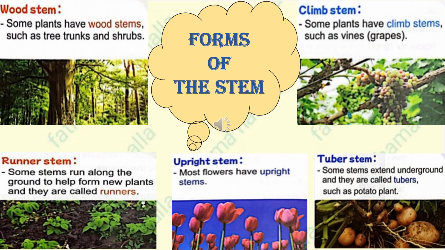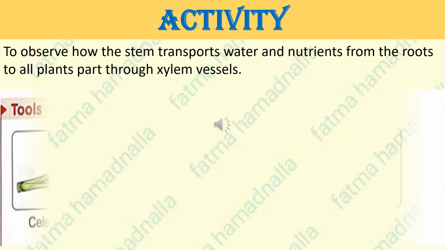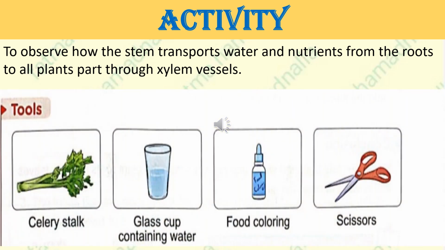Now, let's make a small activity to observe how the stem transports water and nutrients from the roots to all plant parts through xylem vessels. Tools we will use: a clear glass or plastic container, a fresh white flower or celery stalk with leaves, water, food coloring, optional, to better see the water movement, a knife or scissors for cutting the stem. Okay? What we will do?